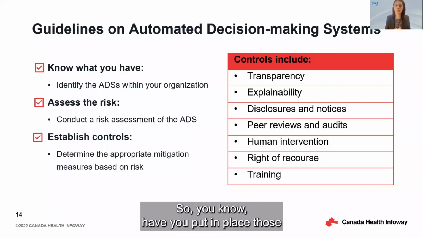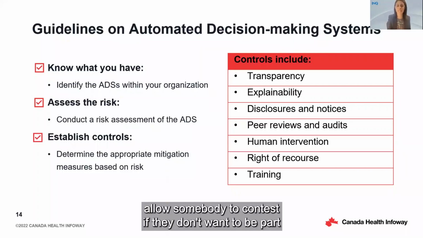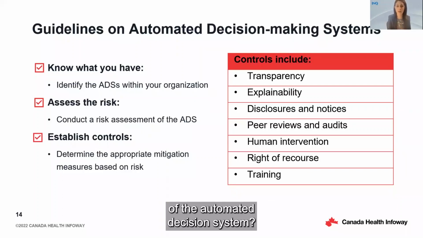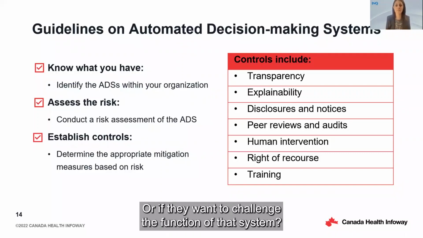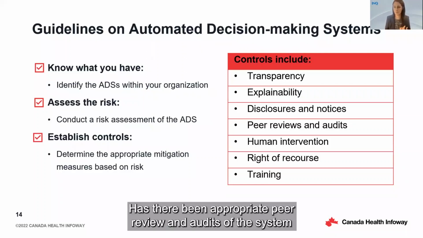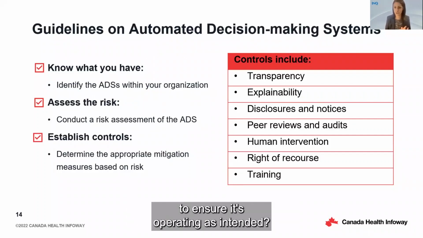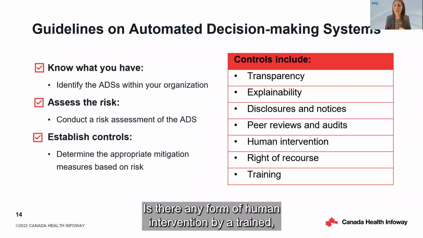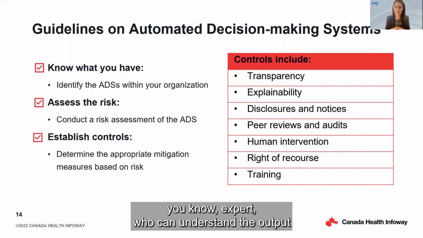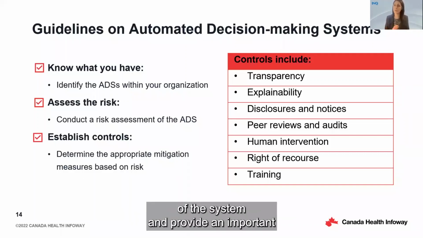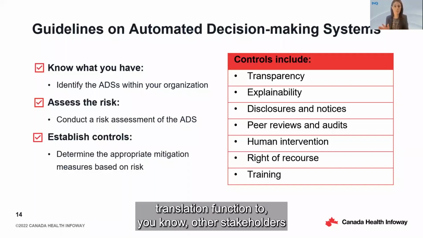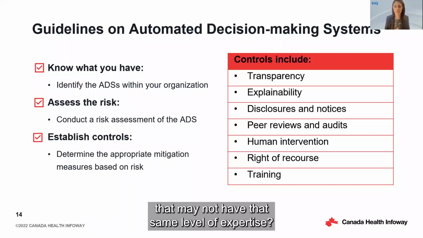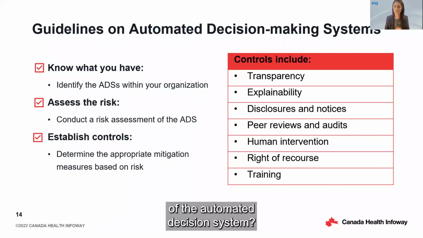So, have you put in place those appropriate disclosures that would allow somebody to contest if they don't want to be part of the automated decision system, or if they want to challenge the function of that system, challenge the outputs? Has there been appropriate peer review and audits of the system to ensure it's operating as intended? Is there any form of human intervention by a trained expert who can understand the output of the system and provide an important translation function to other stakeholders that may not have that same level of expertise? Is there a right to recourse of the automated decision system?